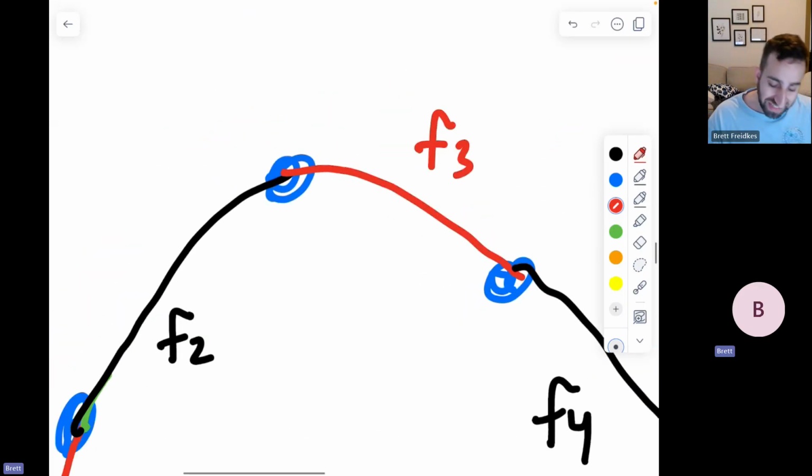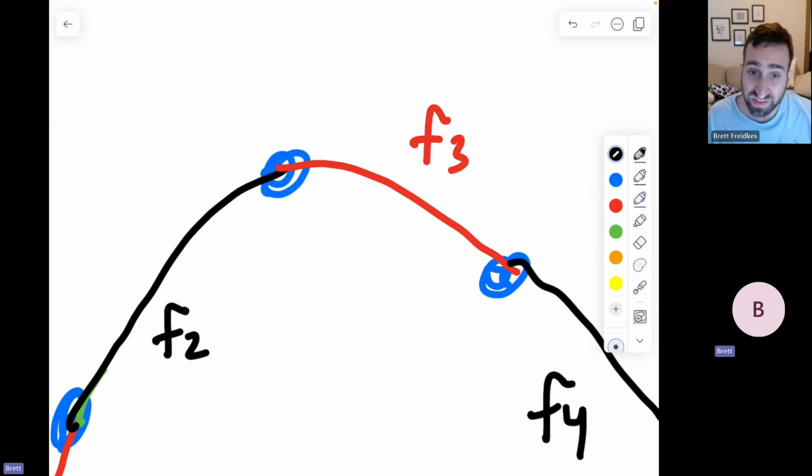So at the points where they touch, what we'll say is that the slope of the black function f2 will match the slope of the red function f3 at that point where they touch. So at this specific blue point here, we're going to say that the slope of the black ends up being equal to the slope of the red at that location. And using that fact, that allows us to get the number of equations that we need.